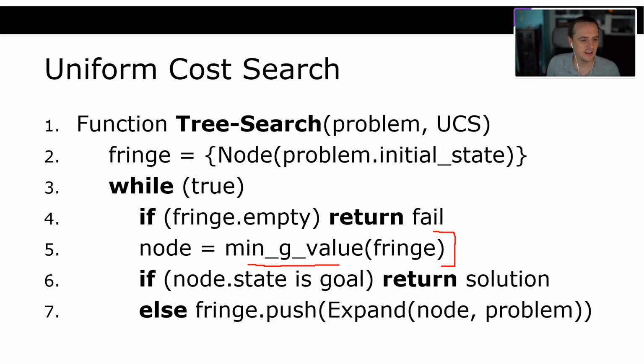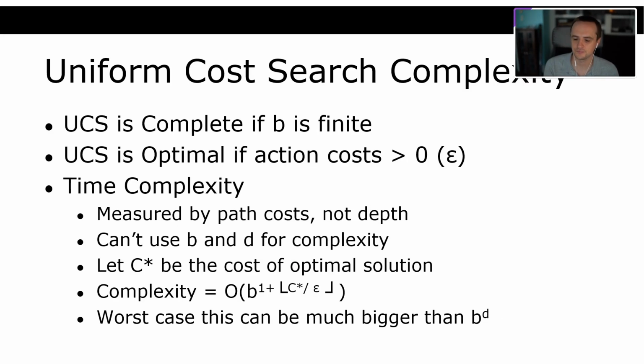I got a question, is this a heuristic? No, it's not a heuristic because a heuristic is a guess at how good something is. This is not a guess. This is the minimum G value. So you're taking the node that is closest in terms of cost. We're taking the node that is on the shortest cost path so far, okay?